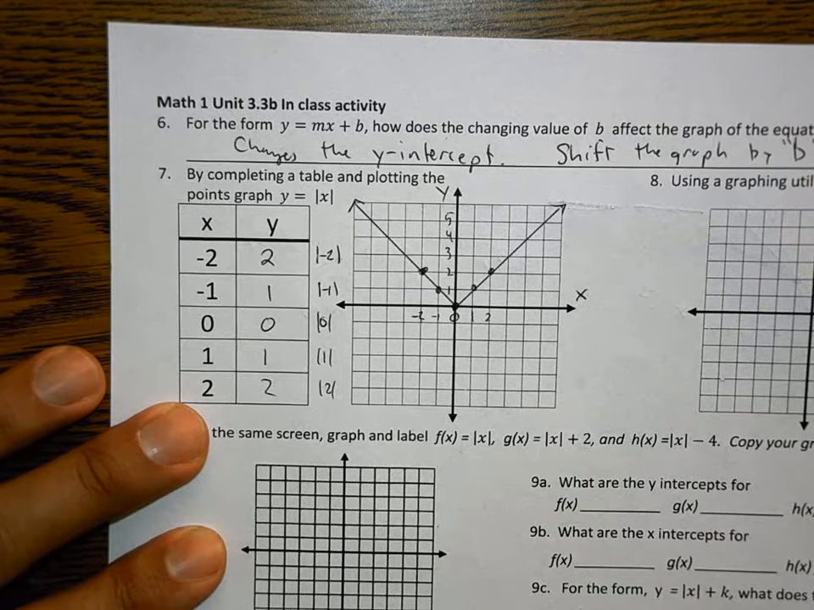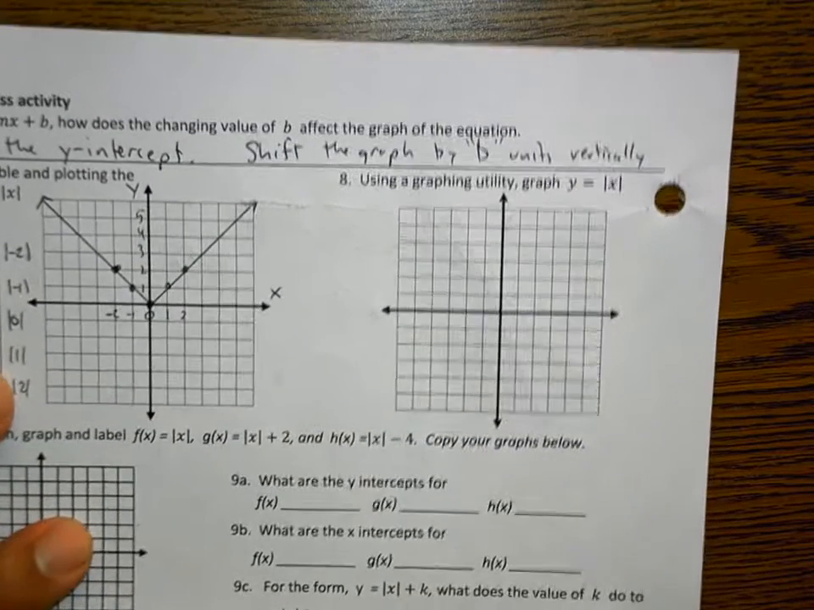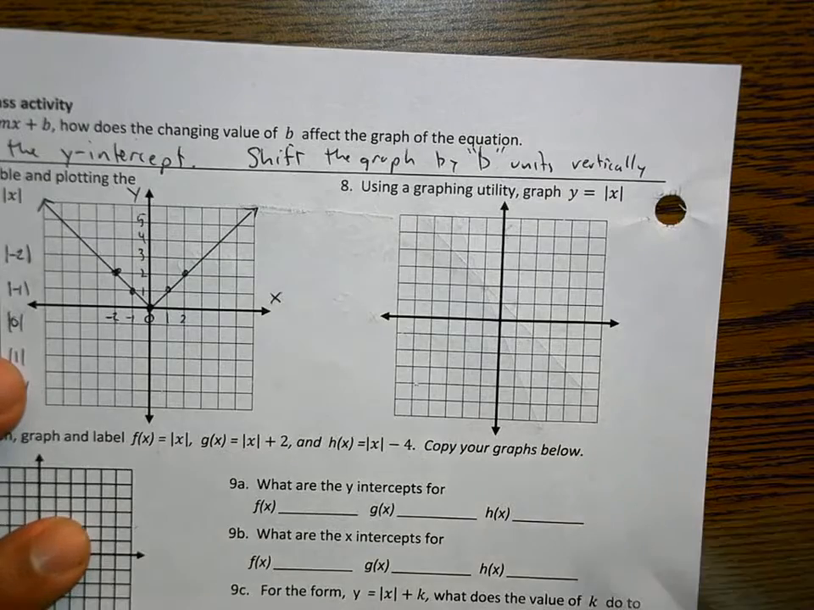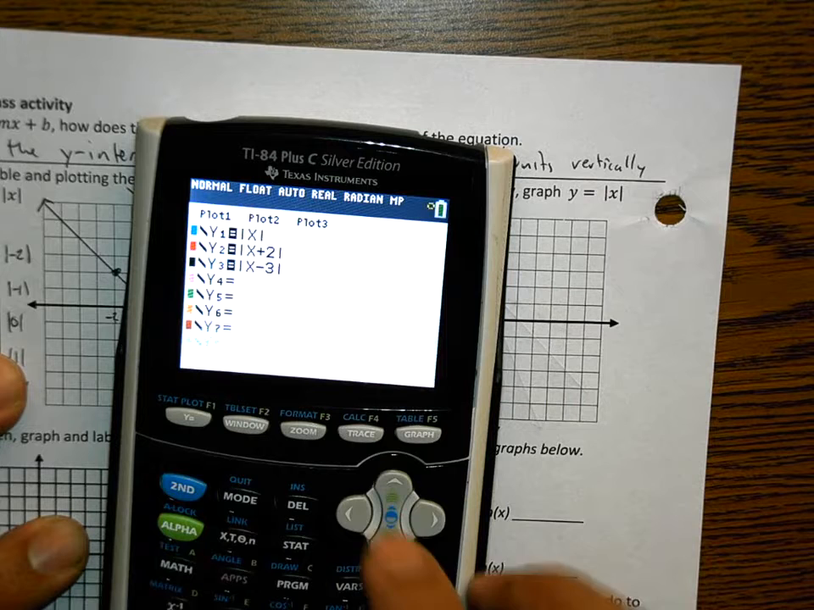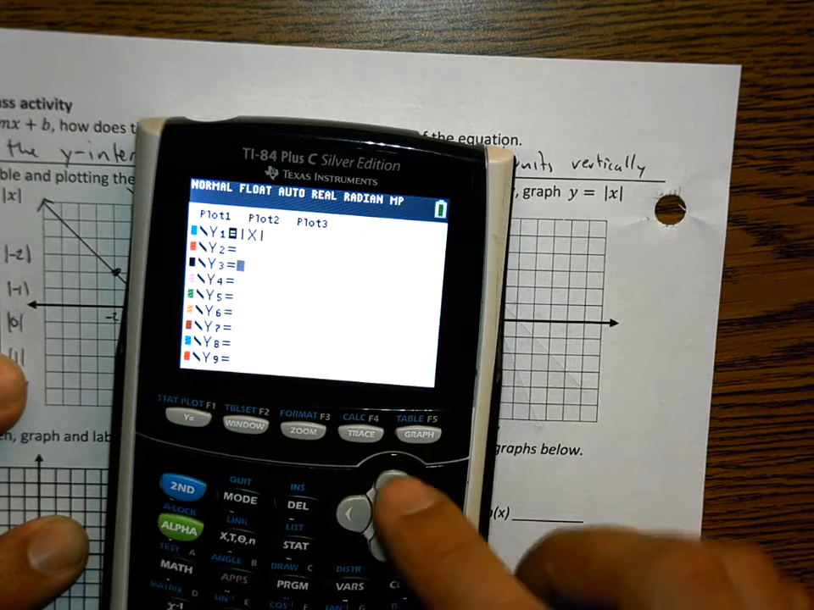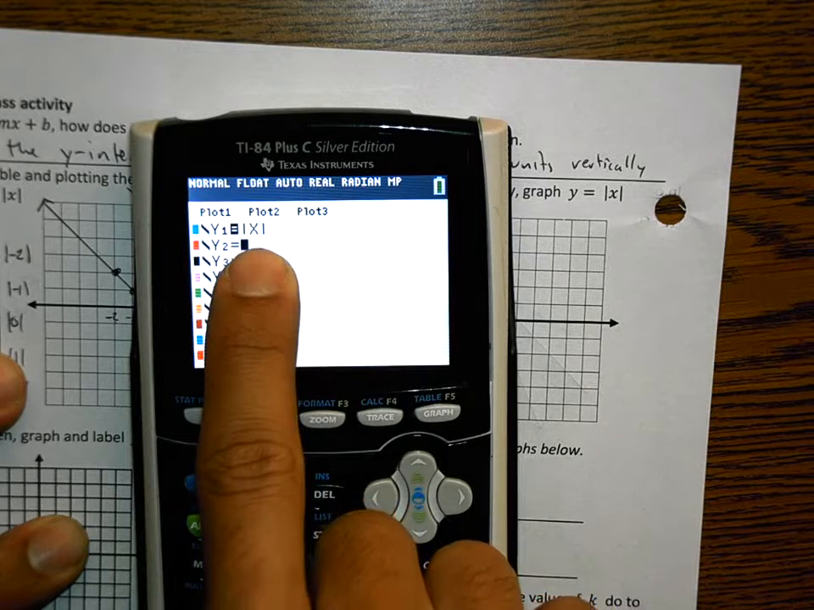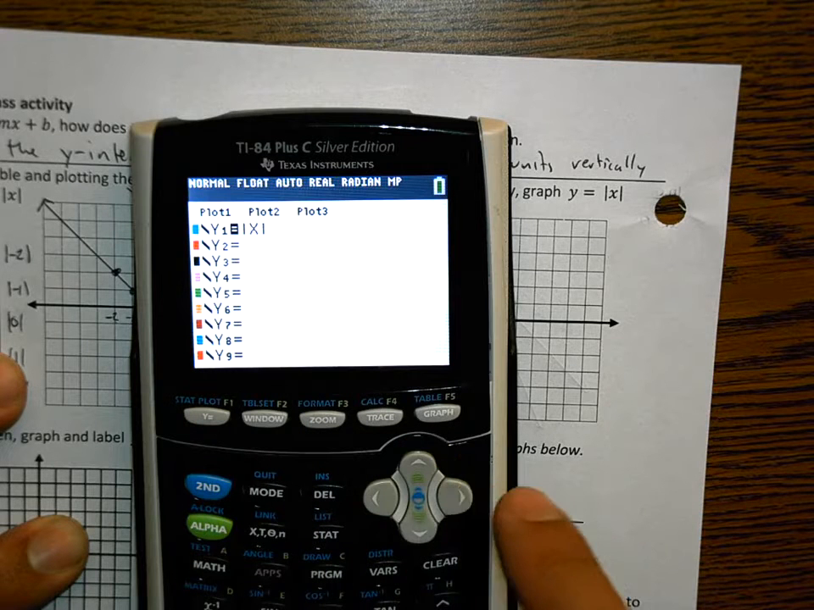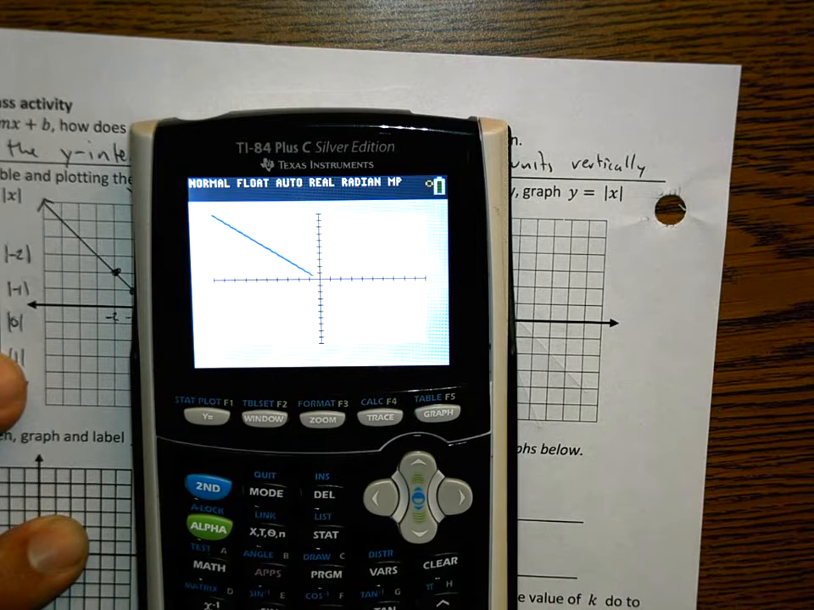Now, I know you do not have one of these. I would doubt that you would. But I'm going to show you number 8. Number 8 says, now use a graphing utility to graph y equals. Well, guess what I have? I have a graphing utility. And I'm going to graph y equals the absolute value of x. See how I have that there? I'm going to press graph. It's going to take the function and plot them into a graph.